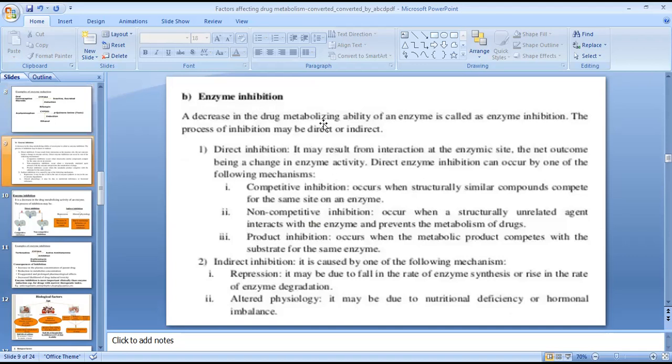Now the examples of enzyme inhibition processes. A decrease in the drug metabolizing ability of the enzyme is called enzyme inhibition. Now we know the enzymes are going to metabolize the drug molecule, but the drugs which inhibit the enzyme process of metabolism, this process is known as enzyme inhibition. And the process of inhibition may be direct or indirect.